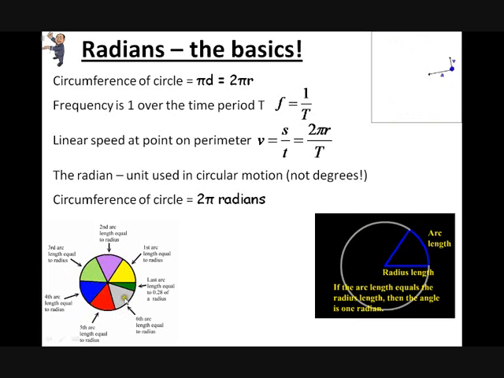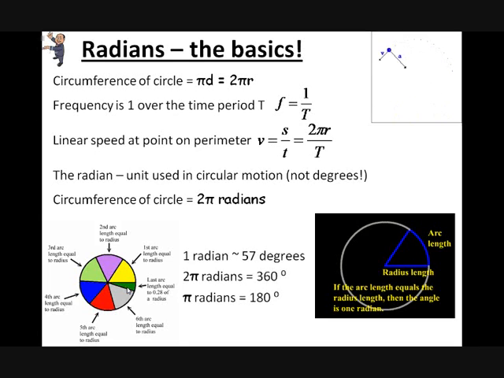This little diagram is showing you that if we divided it all up and did that picture again and again, you'd have 1, 2, 3, 4, 5, 6 and a bit radians in a circle, actually 6.28, which is 2 pi, 2 times 3.14. There's some of your conversions. 1 radian is about 57 degrees, 2 pi radians are 360 degrees, pi radians are 180 degrees. So pi over 2 radians is 90 degrees.